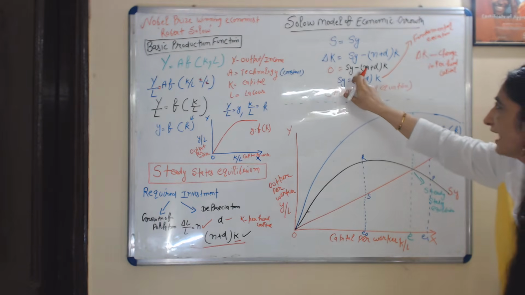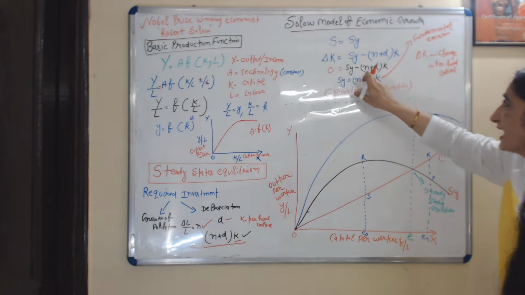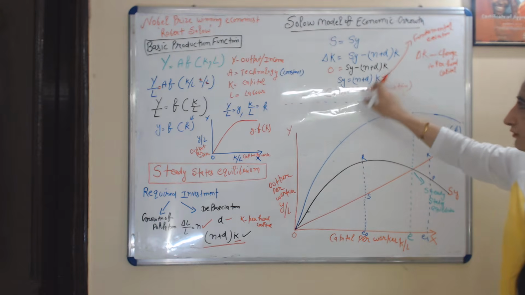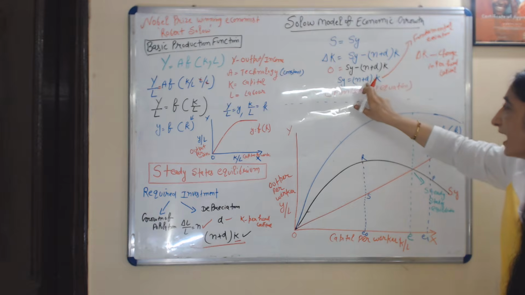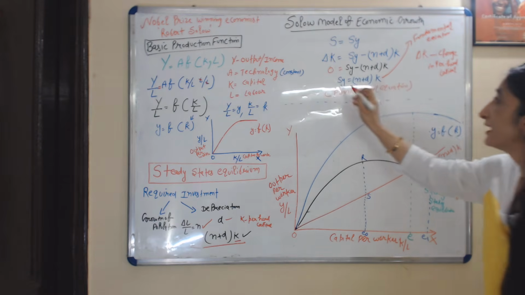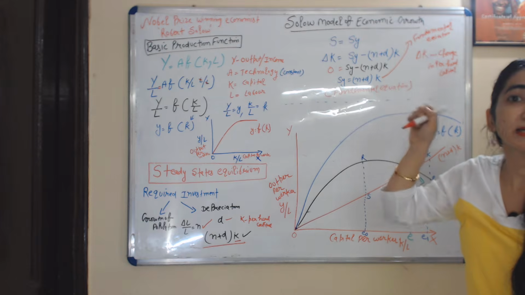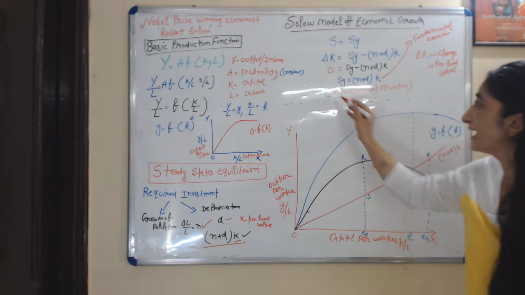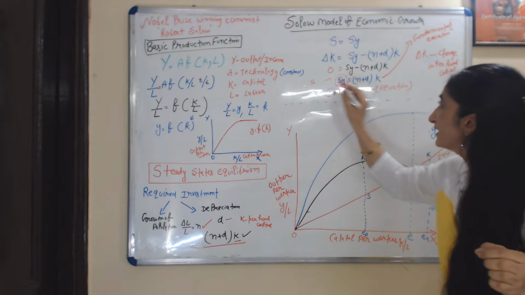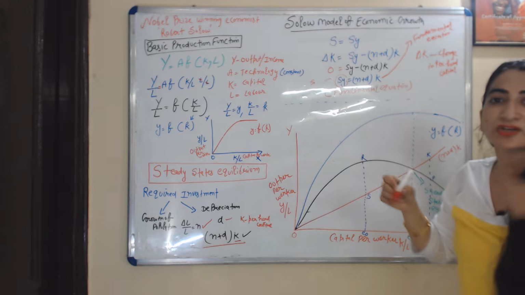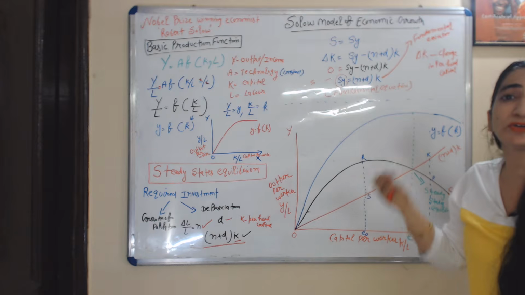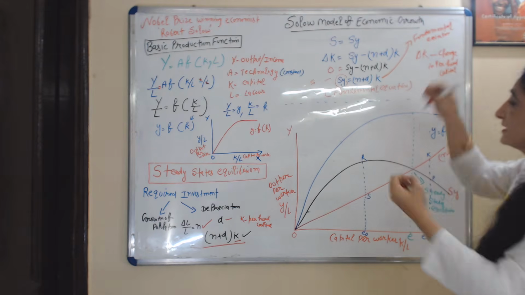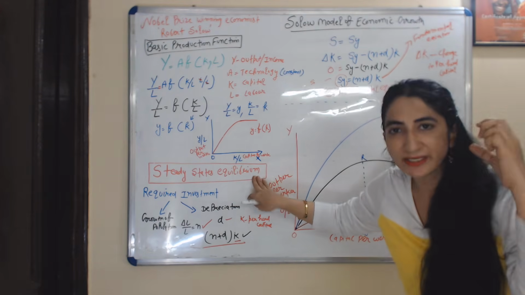Now we have this equation: sy minus (n plus d) into k. We can write this equation as sy equal to (n plus d) into k. This is our fundamental equation. This equation shows that s is your saving rate and (n plus d) into k is your required investment. Where your saving is equal to required investment, this is called steady state equilibrium.